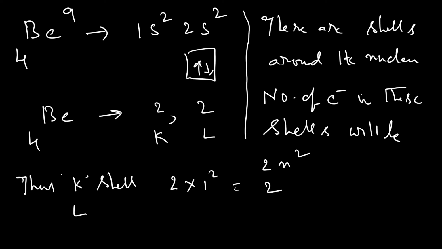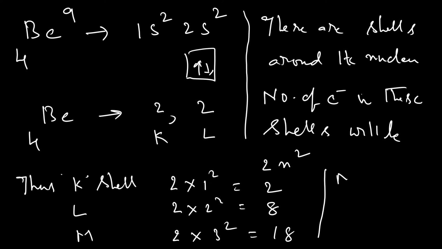L shell, the second shell: 2 into 2 square equals 8. M shell, the third shell: 2 into 3 square is equal to 18. Similarly N shell, 2 into 4 square, N is 4, this is 16, 32 electrons. Thus the first, second, third and fourth shells accommodate a maximum of 2, 8, 18 and 32 electrons. The first shell has 2 electrons, therefore electrons enter into the next shell. Beryllium has only 2 electrons in the second shell, yet it can accommodate 6 more electrons.